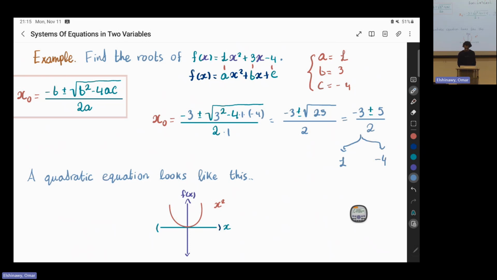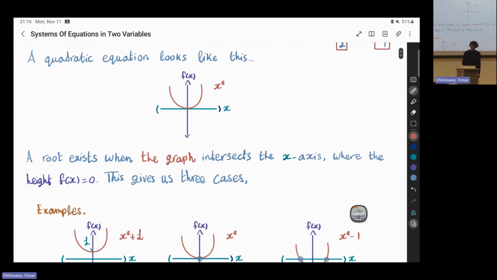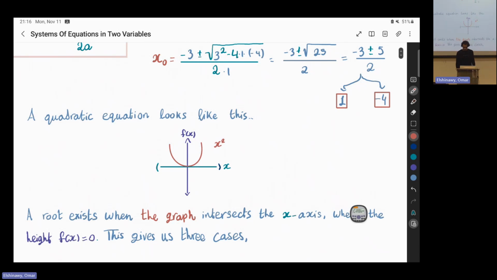This is what you got as well? I didn't do it. Oh, it's fine. But yes, the 1 and -4 should be your roots. So that's something. It's a good exercise. A quadratic equation looks like this. This shape is usually called a parabola.